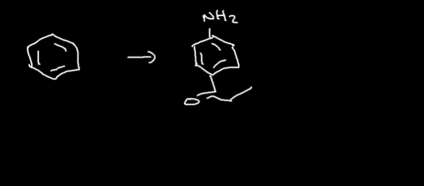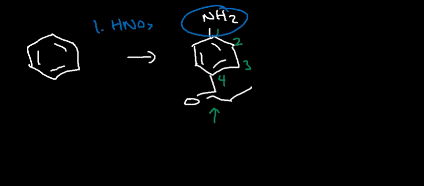So we apparently don't want to add this group first because the ketone is a meta-director, and these two groups are para with respect to each other. Para is 1,4. And we don't want to add NO2 and then the ketone because NO2 is a meta-director. We need to use the NH2 group because it's a para-director. So it appears as if we need to add HNO3 first with sulfuric acid and then reduce it. This time we'll use like Fe and HCl, and then add the acid chloride with the catalyst.